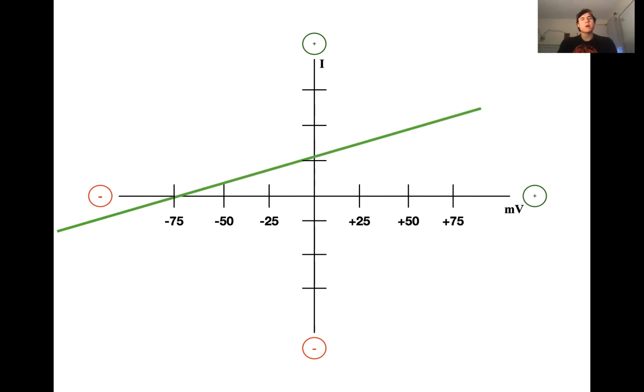Now, I first want to establish a couple of main points before we look at this data in more detail. The first thing is what current is. So current is the movement of positive charge. And by definition, a negative current is when positive charge moves into the cell, and a positive current is when positive charge moves out of the cell. So a negative current will cause a depolarization, and a positive current will cause a hyperpolarization.